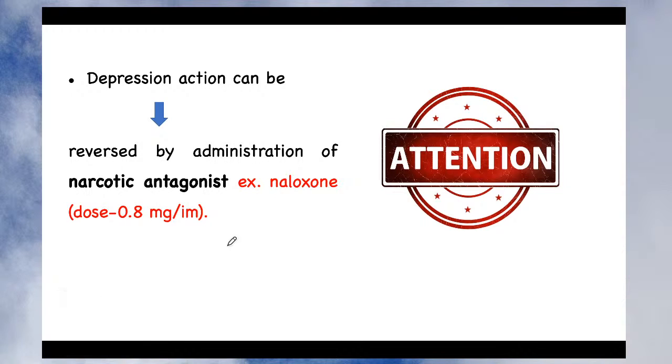So if you know that the patient has taken a high dose of apomorphine, or the patient is reacting more to the apomorphine and it produces CNS depression, in such cases you can reverse this depression by administration of a narcotic antagonist, for example naloxone. So you can give 0.8 milligram intramuscular injection of the naloxone, which helps you to reverse the CNS depression which is produced by the apomorphine. So as a pharmacist, you must know what the symptoms are and what can be done if those symptoms are seen in case of overdose of the apomorphine.